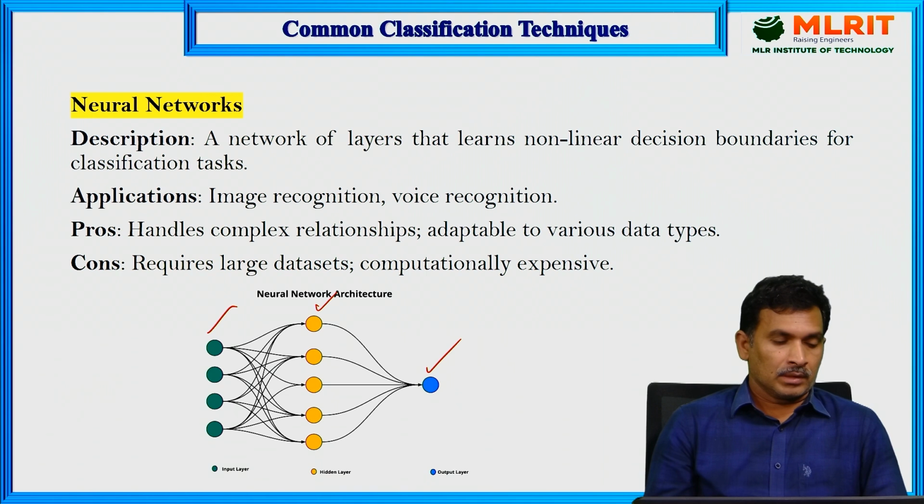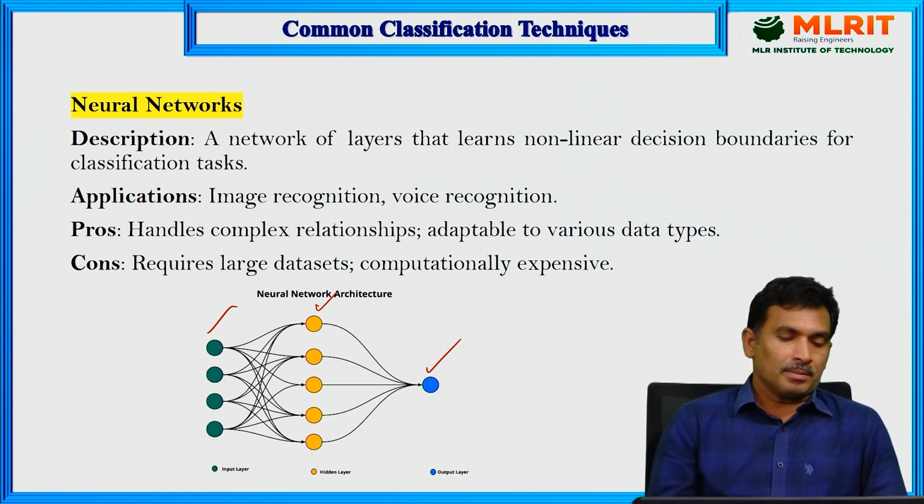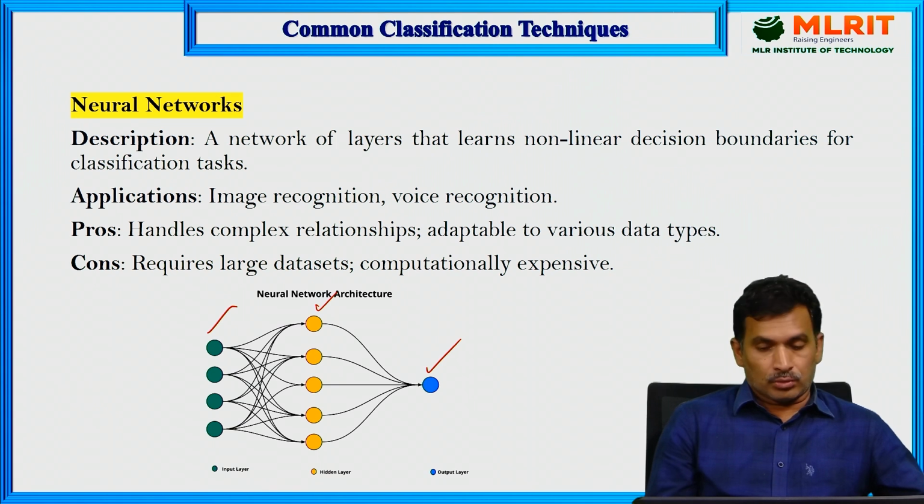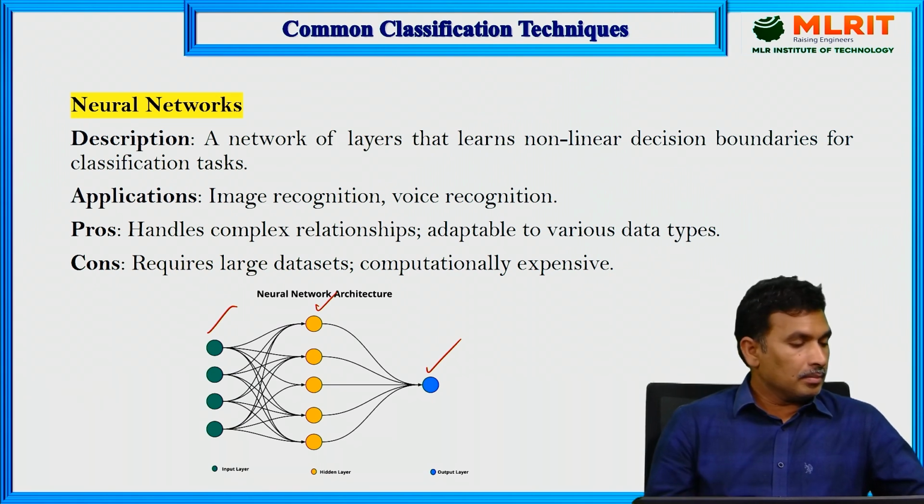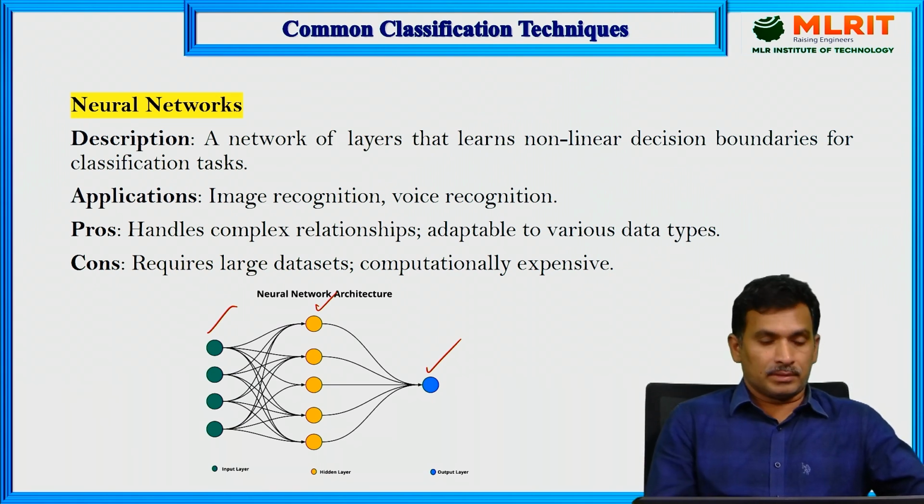Advantages of these neural networks are that they can handle complex relationships and are adaptable to various data types, etc. The disadvantage is that they require large data sets, so they are computationally expensive. All deep learning models are mainly computationally expensive. They require more computational time and storage, etc., because there will be millions or billions of parameters that need to be tuned.